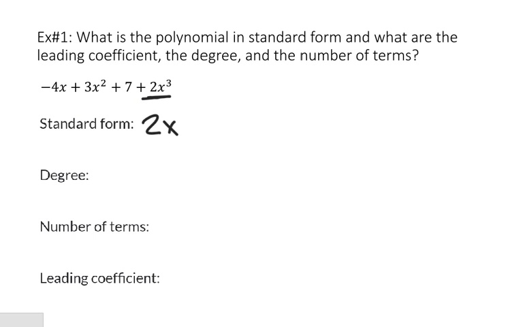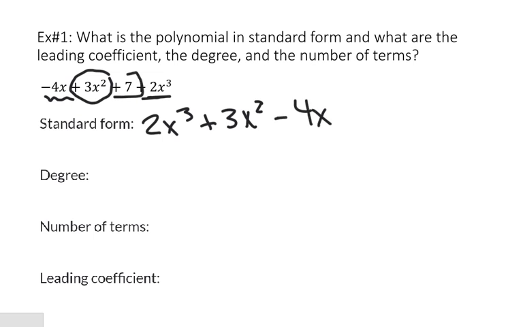So 2x cubed, and we go in descending order, which means they're going to get smaller. So that has an exponent of 3. This one has an exponent of 2, so plus 3x squared. This one has an exponent of 1, so since that's negative, that would be minus 4x. And then this last one doesn't even have a variable, so plus 7.